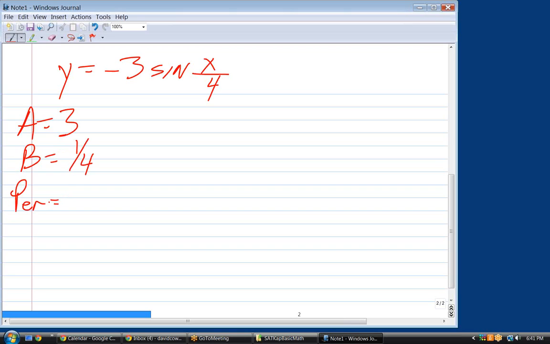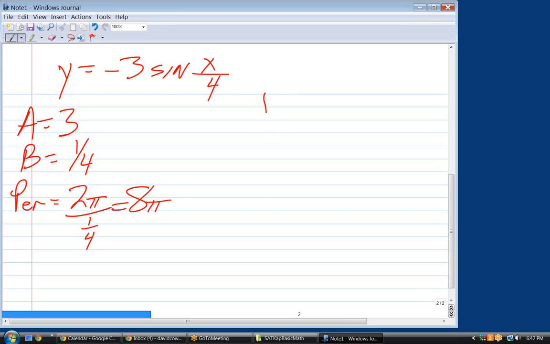Now remember, the period is 2 pi over B, or B is 2 pi over the period. That's the same thing. In this case, we know B, so we're trying to figure out the period. If I substitute a 1/4 there, what do you get for the period? 8 pi, sorry.